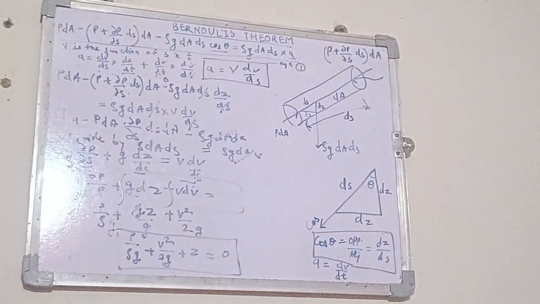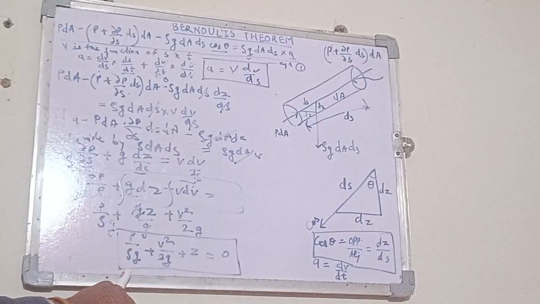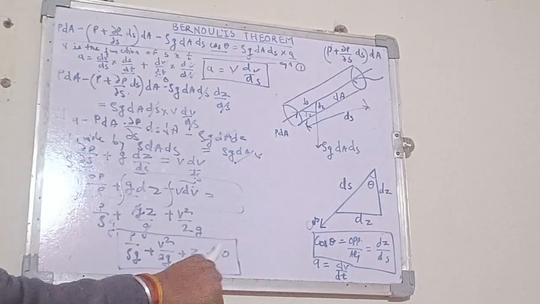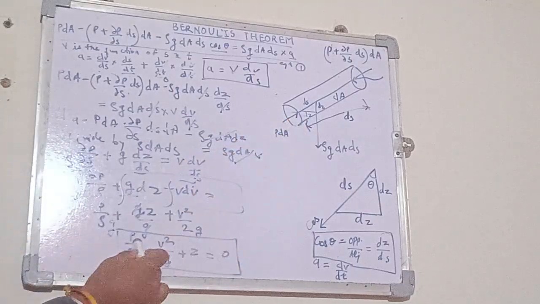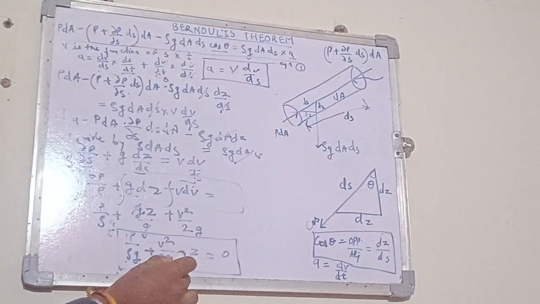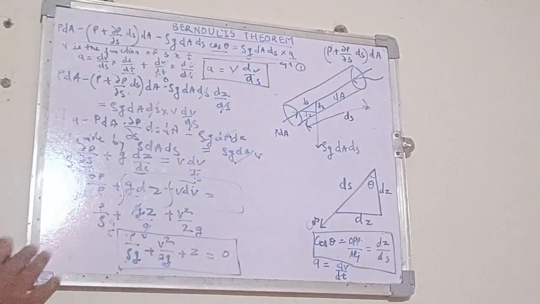Here this is the pressure head, this is the kinetic head, and this is the datum head. With this we can prove Bernoulli's equation, that is P by rho g plus v square by 2g plus z is equal to a constant, that is pressure head plus kinetic head plus datum head. So this is the overall Bernoulli's equation. Thank you.